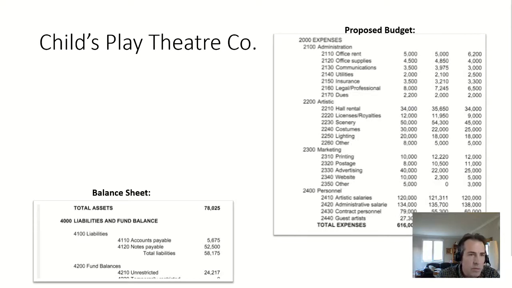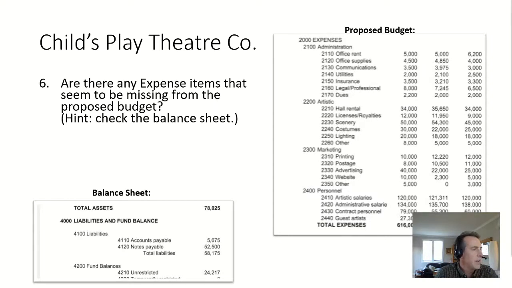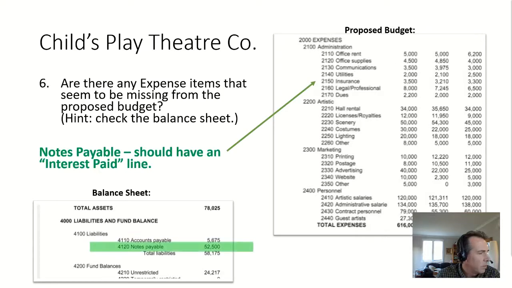So, question number 6. Are there any expense items that seem to be missing from the proposed budget? Hint, check the balance sheet. So, if we look on the balance sheet, if we follow that hint, I see that there's a note payable. And if there is a note payable, and that is, again, one of our short-term loans from Aunt Edna, there should be some interest being paid on it. So I would expect to see that in the administrative expenses. I would expect to see interest paid.